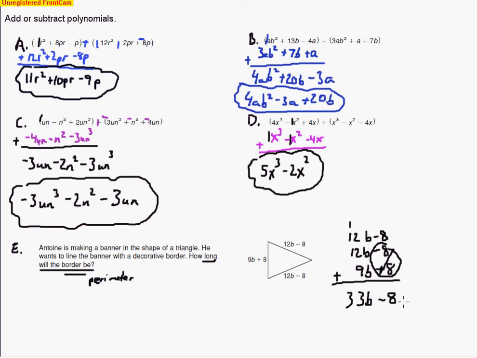And this is a distance. A distance, I'm always going to put the units, or area, or volume. So we don't know what the units are, so I'll just put 33b minus 8 units.